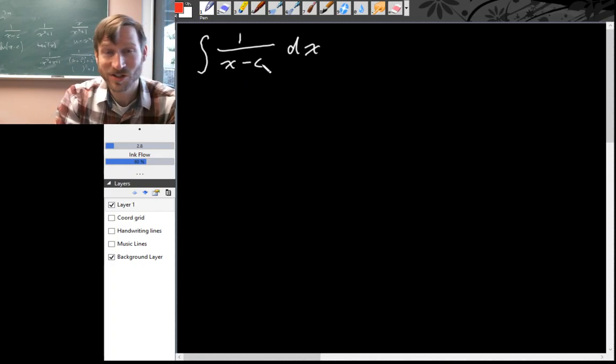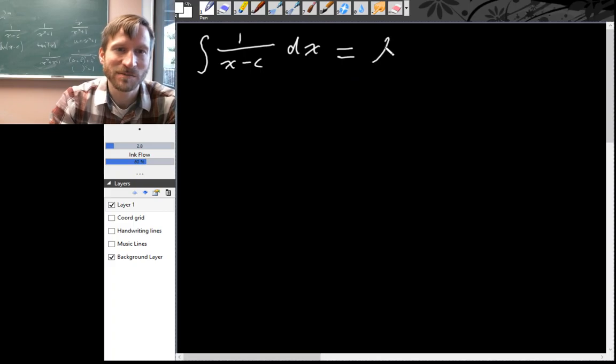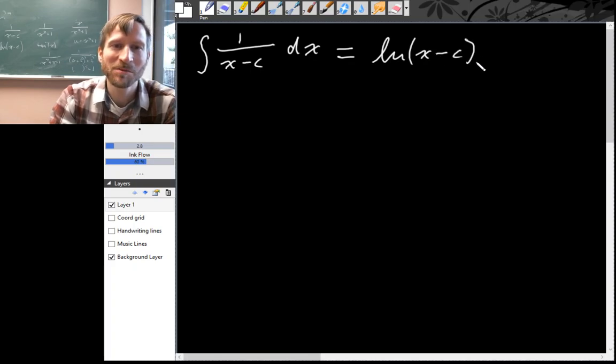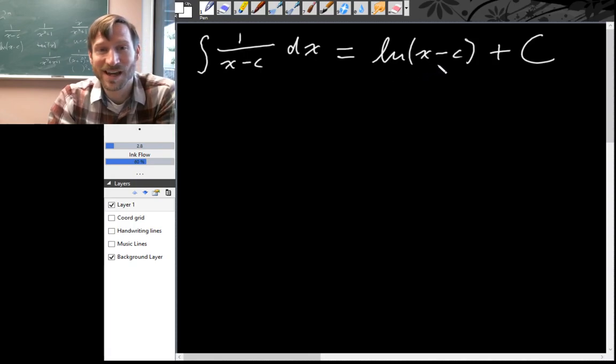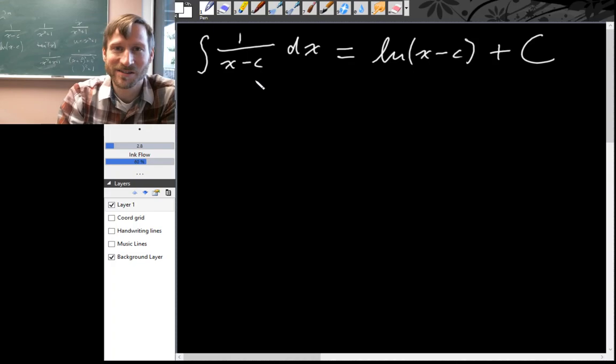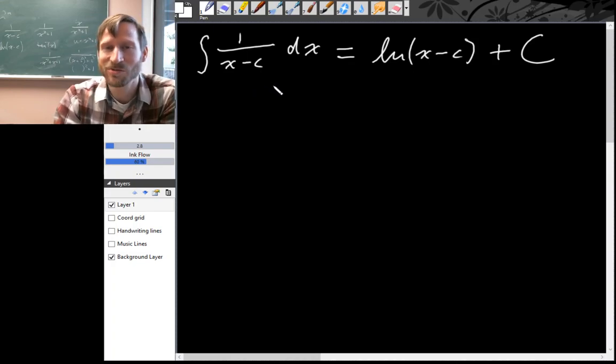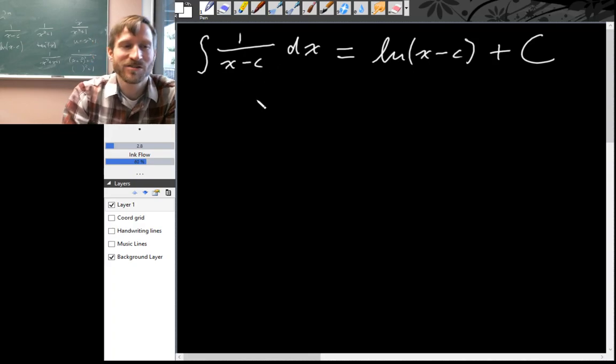And you might be able to just guess this antiderivative. In fact, let's just guess. You might expect, well, look, there's a 1 over x type thing, so probably there's a natural log. Probably it's natural log of x minus c, plus an integration constant, of course. And if you check this derivative, it does indeed work. The derivative of natural log of x minus c is 1 over x minus c times 1 from the chain rule. And so 1 over x minus c, we know how to integrate that.